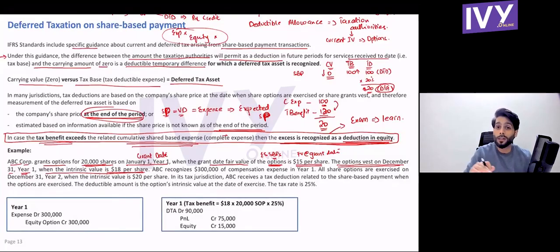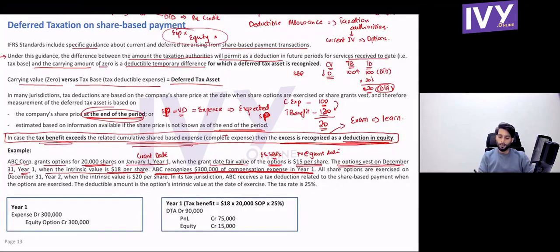Now the intrinsic value is more than the fair value at grant date, and that can happen. Obviously, that's not a big deal. All right. So the prices do increase after the grant date. At grant date the fair value was $15, but by the end of the year, although it's not relevant to us in accounting as per IFRS 2, the intrinsic value is $18. The share price has appreciated. Good for the employees. It says ABC recognizes 300,000 as compensation expense in year 1.